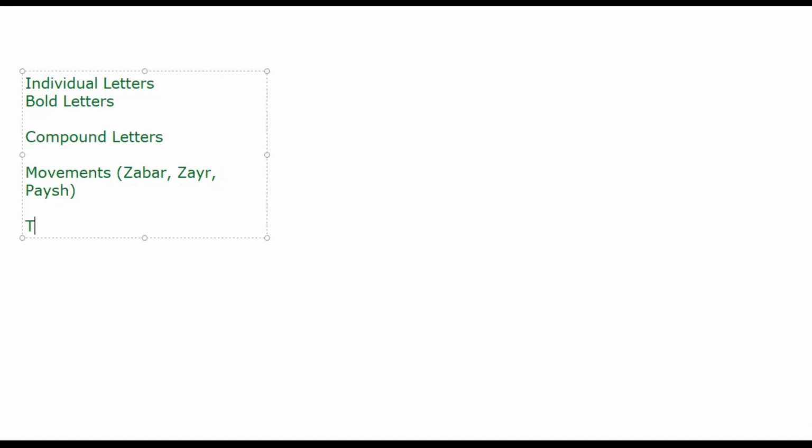Then in the previous lesson we did tanween. So far we have done individual letters, bold letters, compound letters, movements, and tanween. Tanween, if you remember, is the double movements. So in today's lesson, keeping all of these things in mind, we have to make the words now.